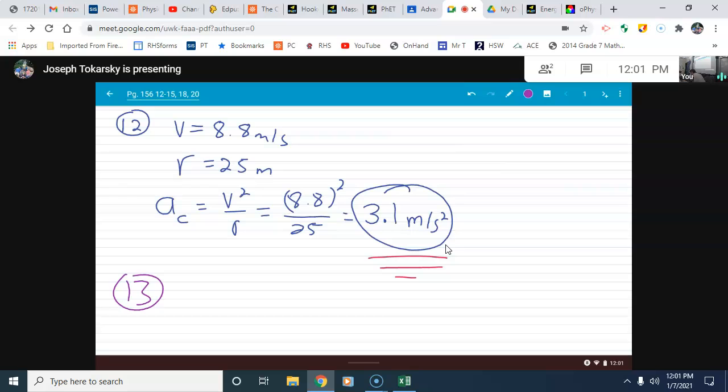A car racing on a flat track travels at 22 meters per second around a curve with a 56-meter radius. Find the car's centripetal acceleration, and then what minimum coefficient of static friction between the tires on the road is necessary for the car to round the curve without slipping.